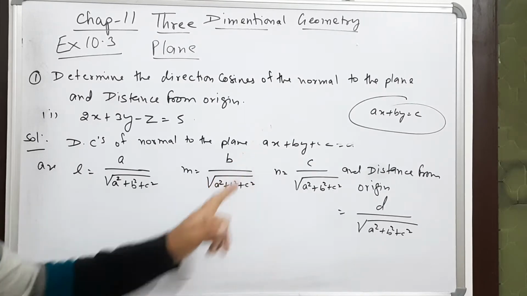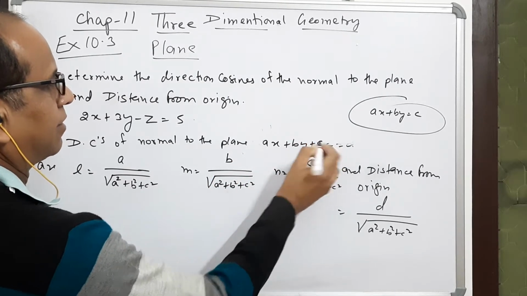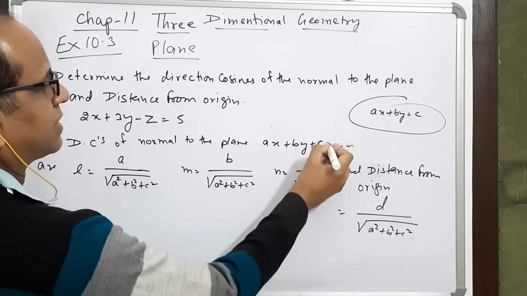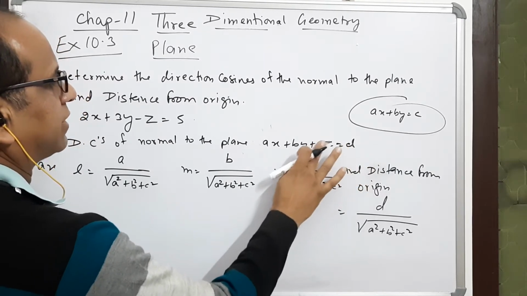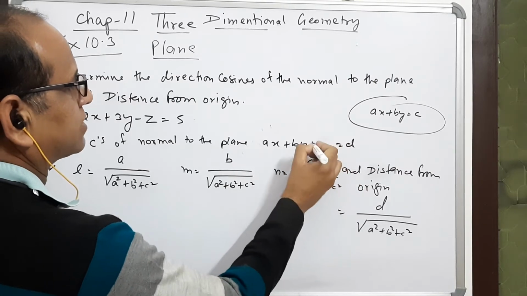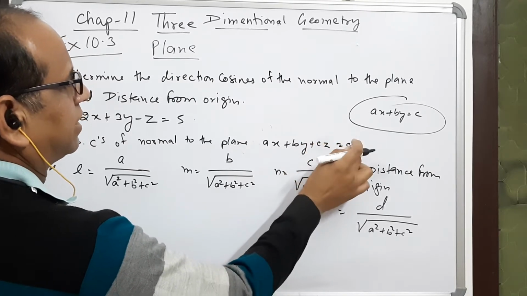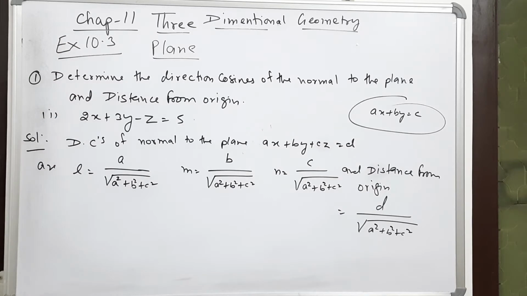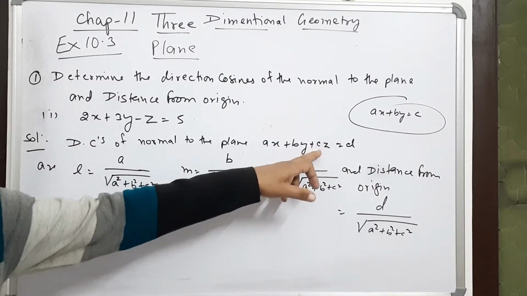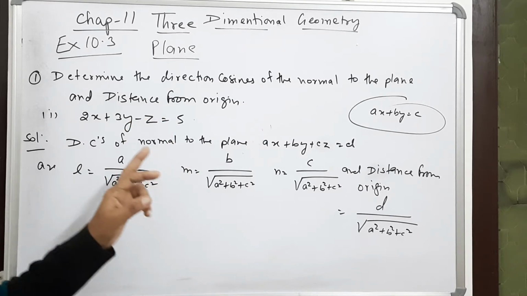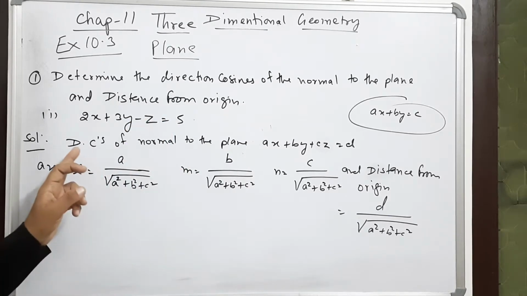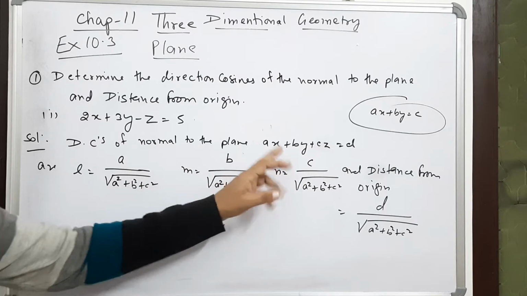Now the equation of a plane is ax plus by plus cz equals d. So that part is extra here. What is the extra part? cz equals d. Here a, b and c are the direction ratios of the normal to the plane. So what will be the direction cosines of the normal to the plane?